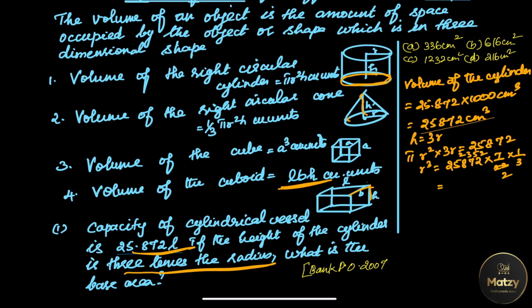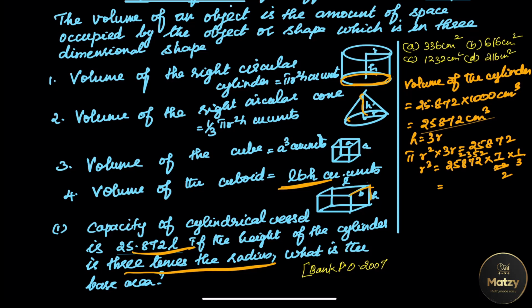Now, I have already explained the volume of the right circular cylinder. That is pi r square into h. Am I right? So, it is given in the problem 25.872 liters. That is the capacity of the cylindrical vessel, so this is in liters. We have to find out the base area.